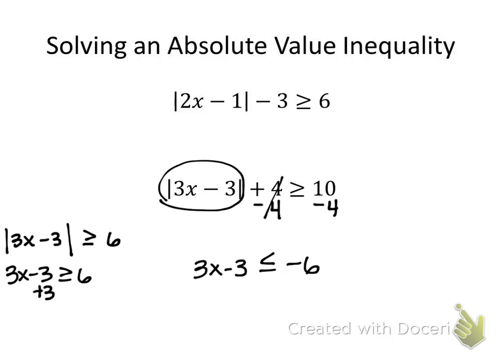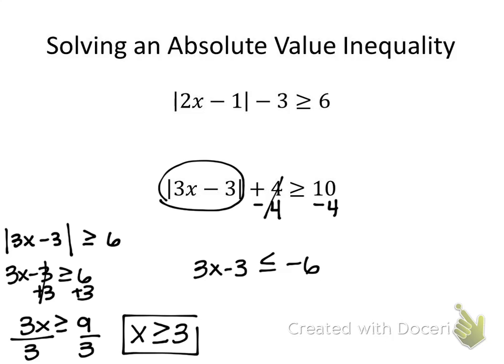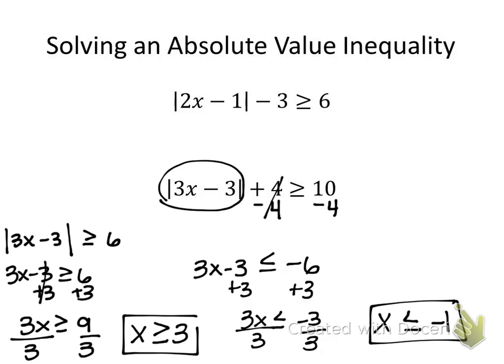So I add 3 to both sides. 3x is greater than or equal to 9. Divide by 3. And x is greater than or equal to 3. Okay, same thing. Add 3 to both sides. 3x is less than or equal to negative 3. Divide by 3. X is less than or equal to negative 1.